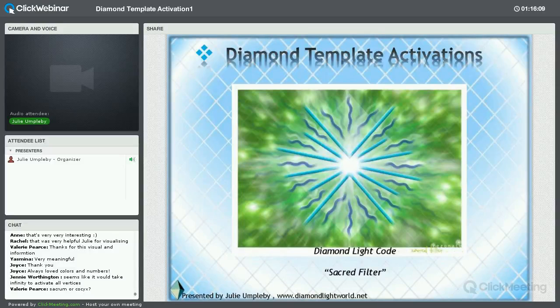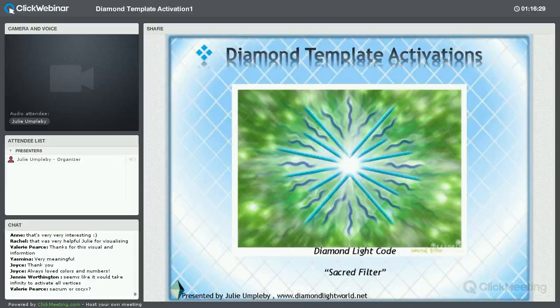Okay, so we're going to work with this particular light code today. And this light code is one that I actually call Sacred Filter. I just absolutely love them all. I was going to say, oh, I love this one, and everyone says, but you love them all. And I said, yes, I do. So this is Sacred Filter.